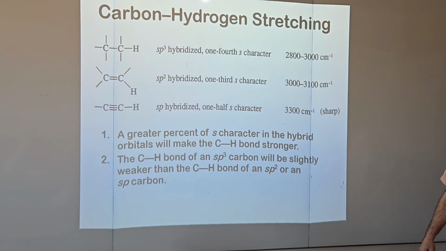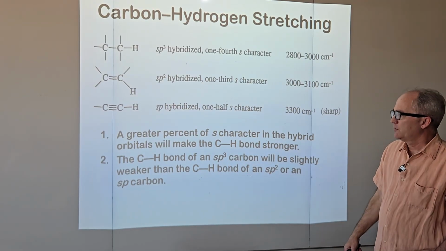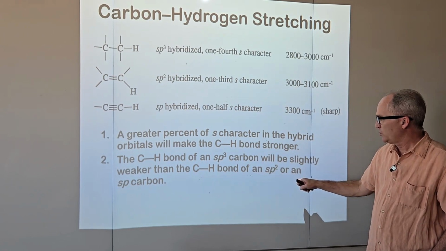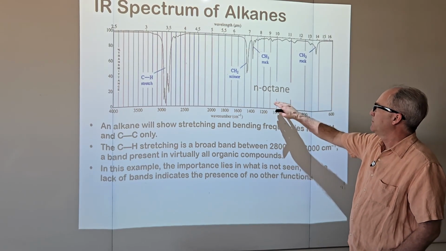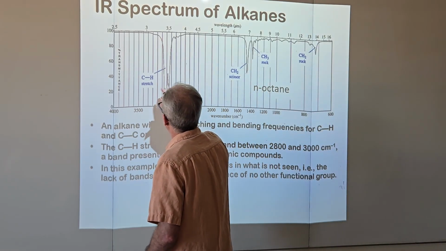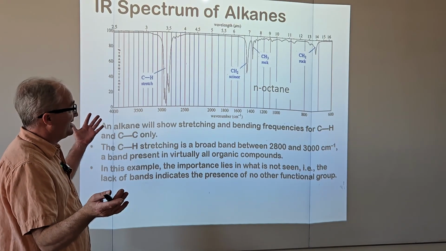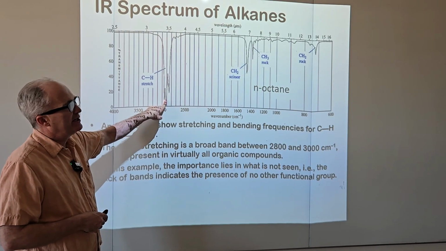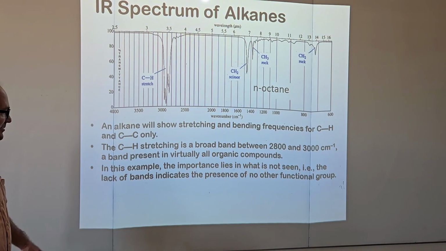A greater percent of s character in the hybrid orbital will make the carbon-hydrogen bond stronger. The carbon-hydrogen bond of an sp carbon will be slightly stronger than that of an sp2 or sp3. Here is just a straight chain, 8 carbon chain, and here's the fingerprint region, and from here is the functional group. When I look at this spectrum, I say, looks like an alkane. I don't see any functional groups. I see this thing between 2800 and 3000 wave numbers, and every carbon compound has that.